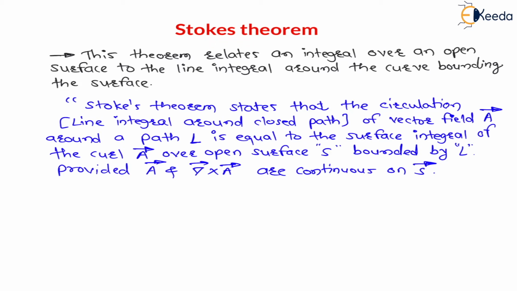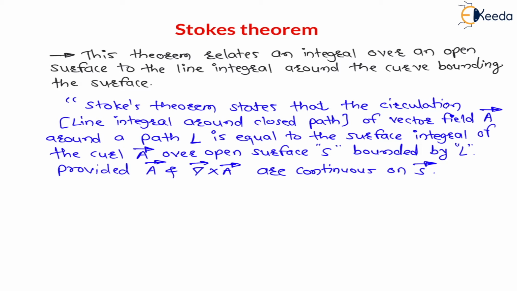Now my dear students, again before physical significance of curl, we have seen the Gauss theorem. And Gauss theorem gives the relation between the volume integral and surface integral. You can remind the things, right? Or you can go back and check. The Gauss theorem gives the relation between volume integral and surface integral. And here Stokes theorem gives the relation between surface integral with line integral.